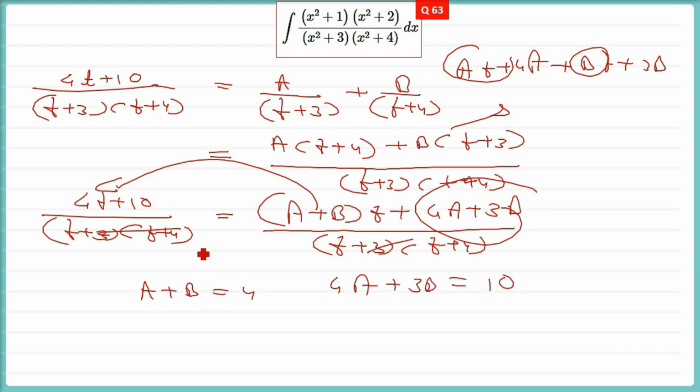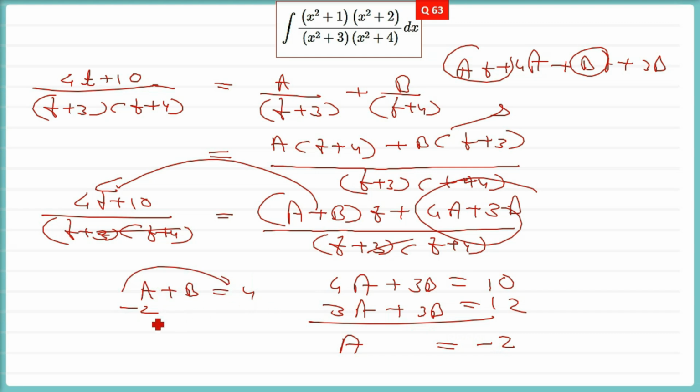Now either you multiply the first equation by 4 or 3, you can subtract and get the required a and b value. So let's multiply it by 3. For the first equation, 3a plus 3b equals 4 times 3, which is 12. Subtract these two, a will become negative 2. Now put it here, negative 2 will add up with 4, so b will become 6.